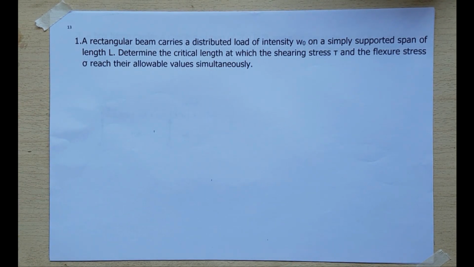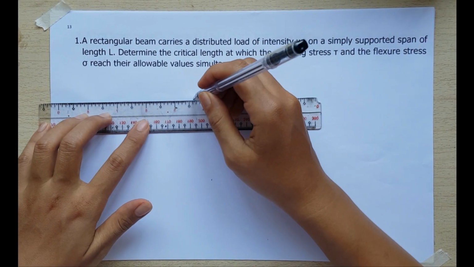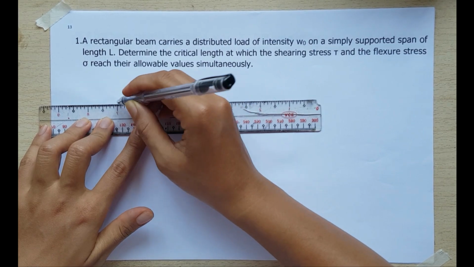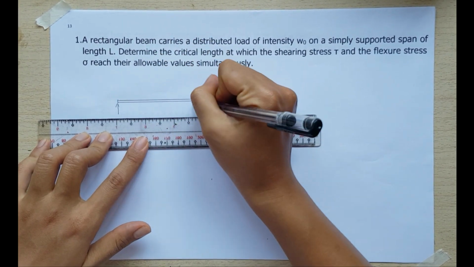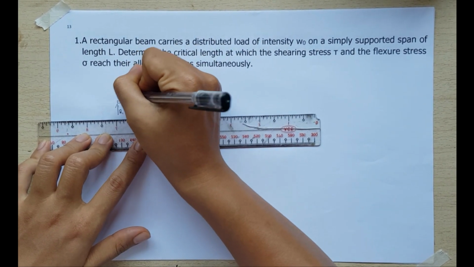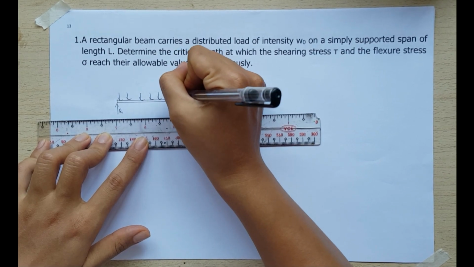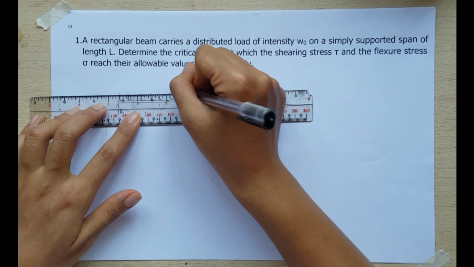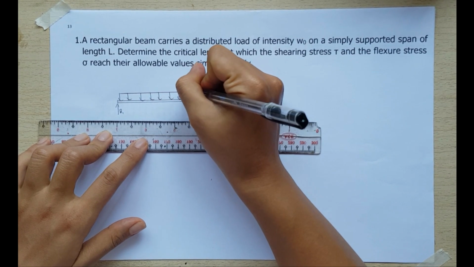So for example number 1, a rectangular beam carries a distributed load of intensity W on a simply supported span of length L. Determine the critical length at which the shearing stress and the flexure stress reach their allowable values simultaneously. So we have here a beam that is simply supported. So we have here reaction 1 and reaction 2. And it is loaded by a uniformly distributed load of W.